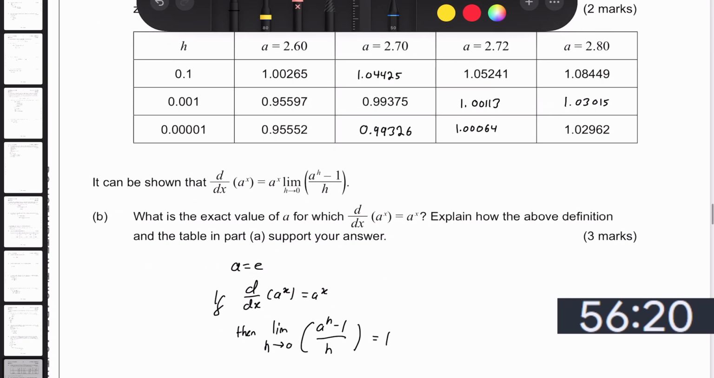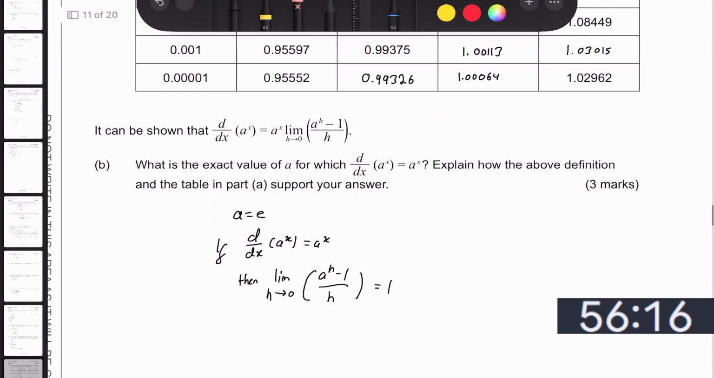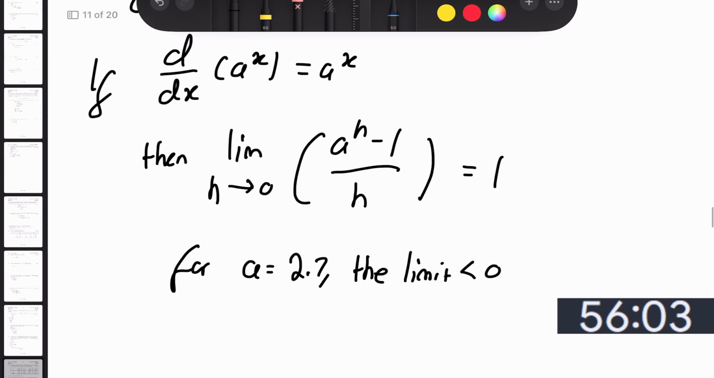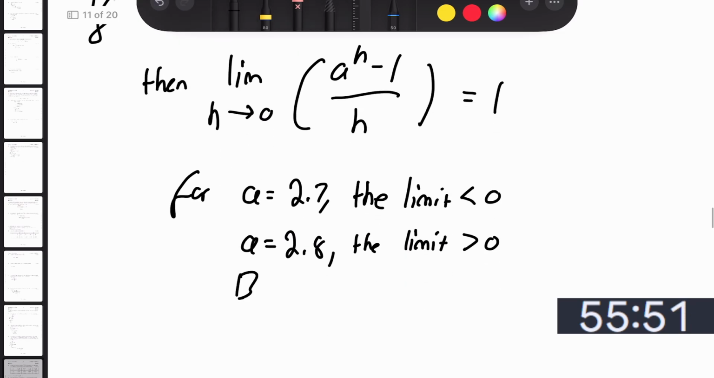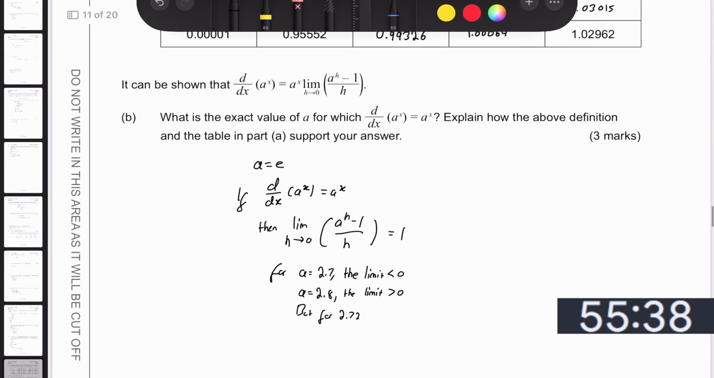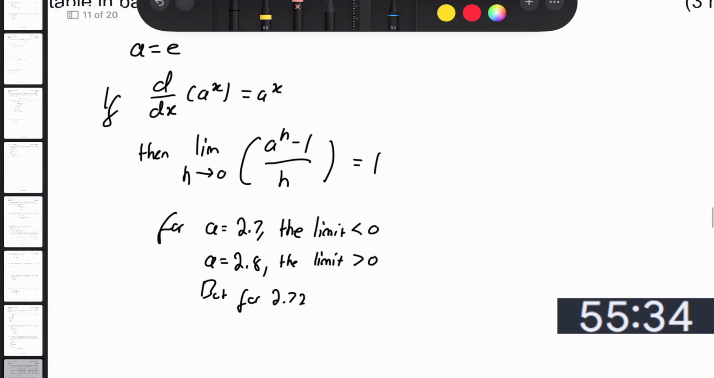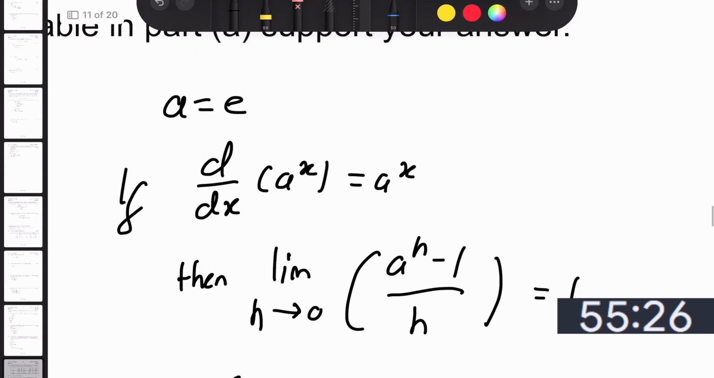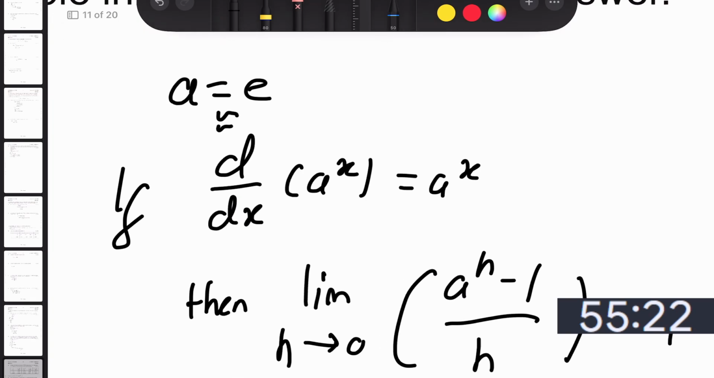For a equals 2.7, the limit is less than 1. For a equals 2.8, the limit is greater than 1, but for 2.72... What is e to the power 4? Let's just get this as a decimal.